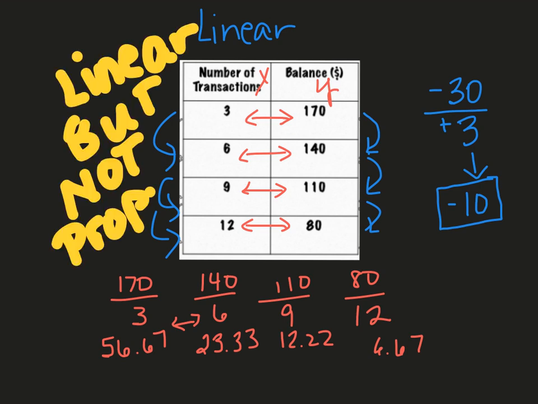Okay, and I just had to ugly that up. It's linear, but it's not proportional. Okay, so it doesn't have a constant ratio. All right, so that means that it doesn't cross on a graph at (0, 0).